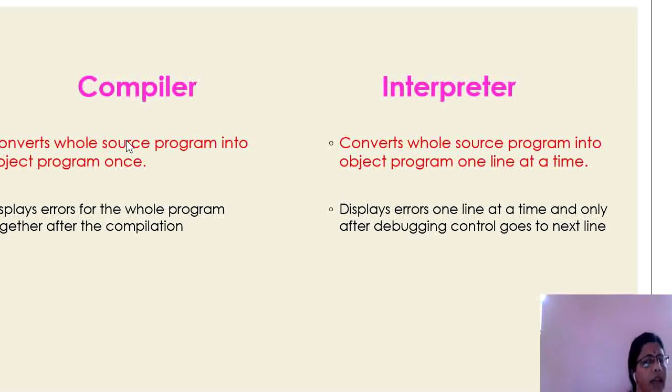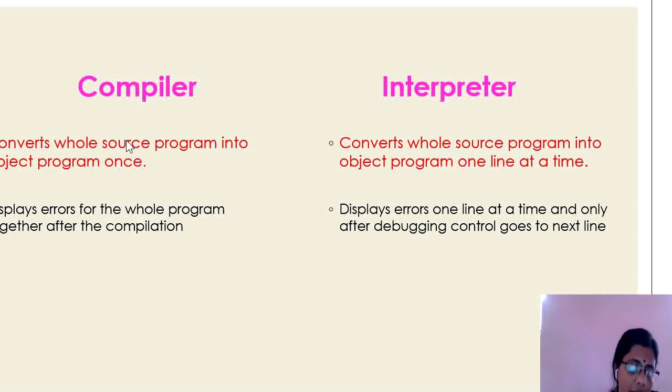Then, for the same 10 lines of program, if I am using an interpreter, what will happen? Say there are errors in line number 2, line number 5, line number 8. What will it do? First it will read the first line. After it reads the first line, it checks whether there is any error. Okay, no error, so it converts into the object code.